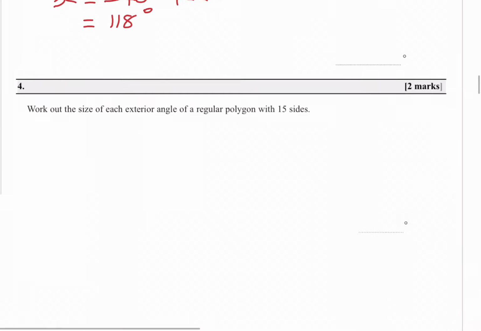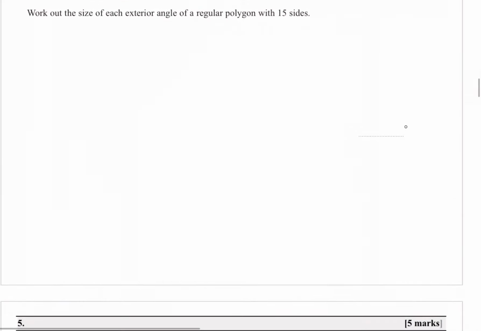Now, you don't always have to be given a shape. So in this question, you're just given words. Okay, so you're asked to work out the size of each exterior angle of a regular polygon with 15 sides. So you should know that the exterior angle is simply 360 divided by the number of sides, which is 15. So in that case, then it's 24 degrees. So very straightforward sum, but you weren't given a diagram there. And in fact, you didn't really need a diagram.